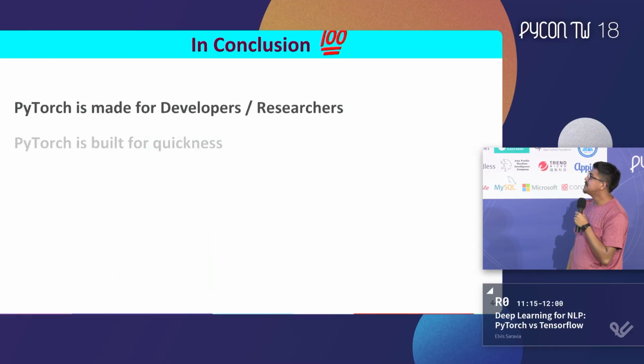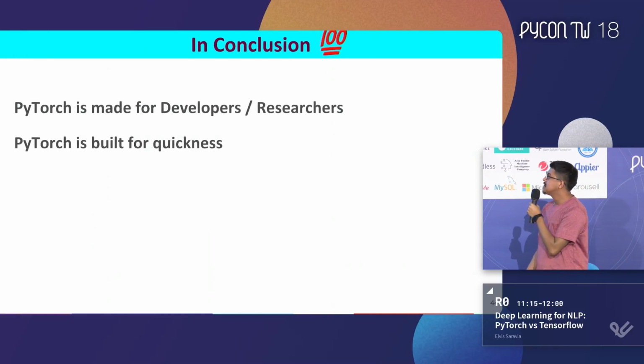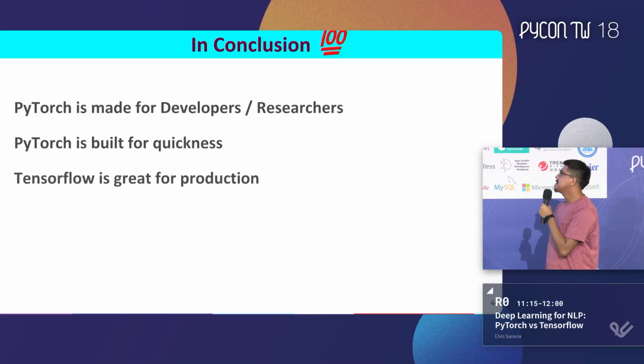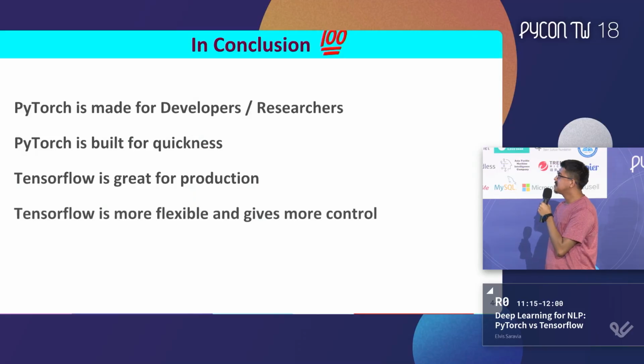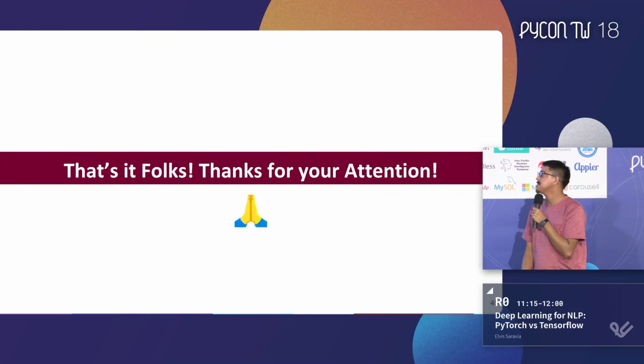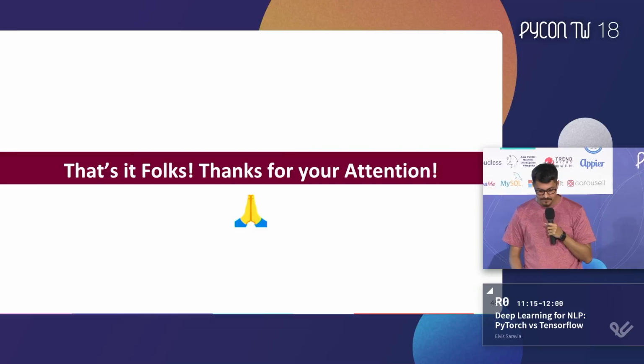So in conclusion, PyTorch is made for developers and researchers. PyTorch is built for quickness. TensorFlow is great for production and great for learning. And TensorFlow is more flexible and gives more control. That's it. Thank you very much for your attention.